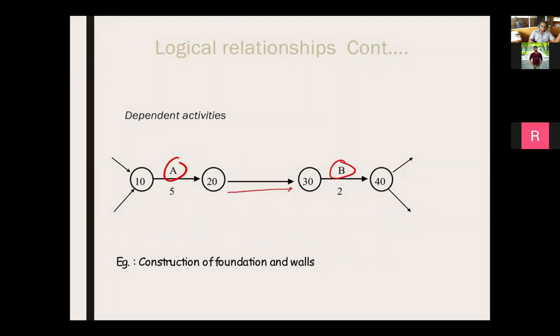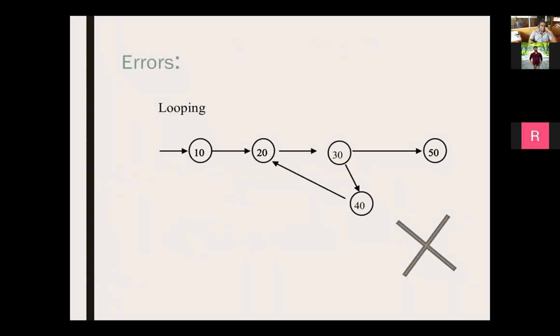Construction of foundation and walls, that's one example. And we can't have activities like this. You have to finish this to start this, and you have to finish that to start this. That doesn't really make sense. So if in your network you have something like this, that means what you have done is wrong.